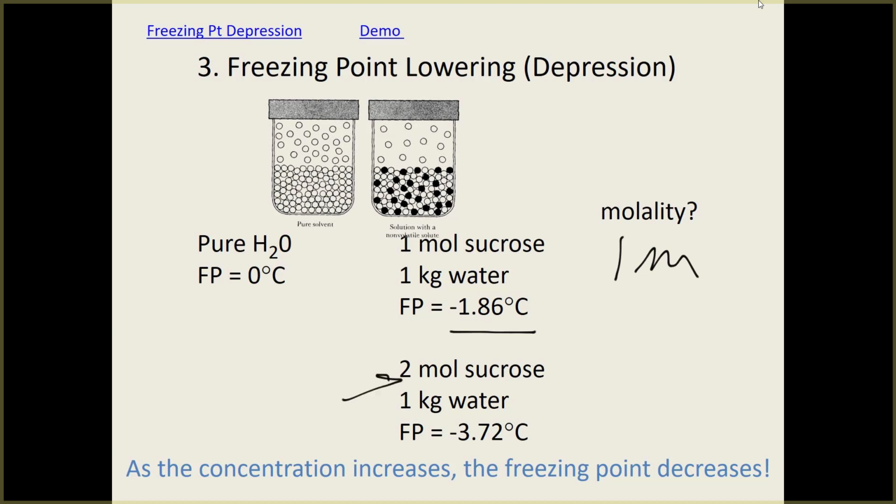Let's go ahead and double the sucrose. Remember, sucrose is a molecular compound. It stays together. And if I double the amount, so I have a 2 molal solution, I find that it will go down even more by increments of negative 1.86. So now my freezing point is negative 3.72. So as the concentration increases, the freezing point decreases.